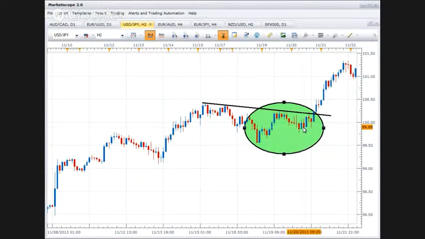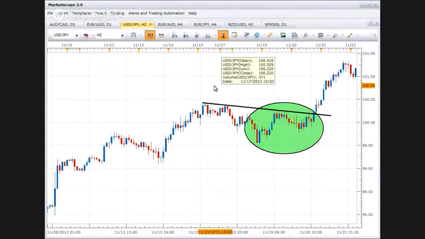This is a warning that it's gathering up the energy in order to break through this resistance, and then sure enough, boom, it did. So we would just simply place an order to buy up above this black resistance line, place your stop loss just below the swing low.